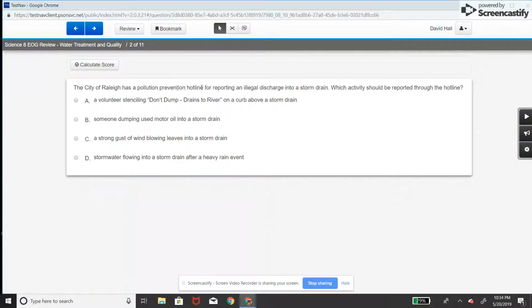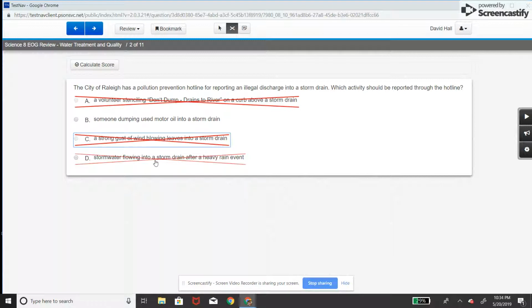City of Raleigh has a pollution prevention hotline for reporting illegal discharge into a storm drain. Which activities should be reported? Volunteer stenciling? For volunteers doing that, they've been told to do it. That can't be right. Someone dumping used motor oil, that's a bad thing. A strong gust of wind, who cares? Stormwater flowing into the storm drain, of course it does. I don't think it makes any sense that someone's dumping motor oil into the drain.